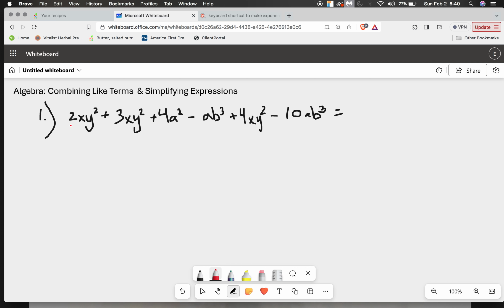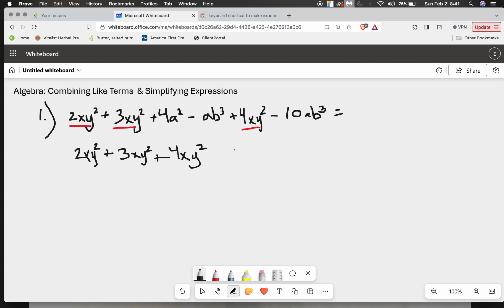So first we're going to look through and we're going to see which of these terms are alike. I see 2xy squared, that's an alike term, 3xy squared, and 4xy squared. Those are all the xy squareds. So we're going to take those, and according to the textbook, you could rewrite this, and you can make sure that these are all next to each other, which makes them a little easier to solve. So 2xy squared plus 3xy squared plus 4xy squared.